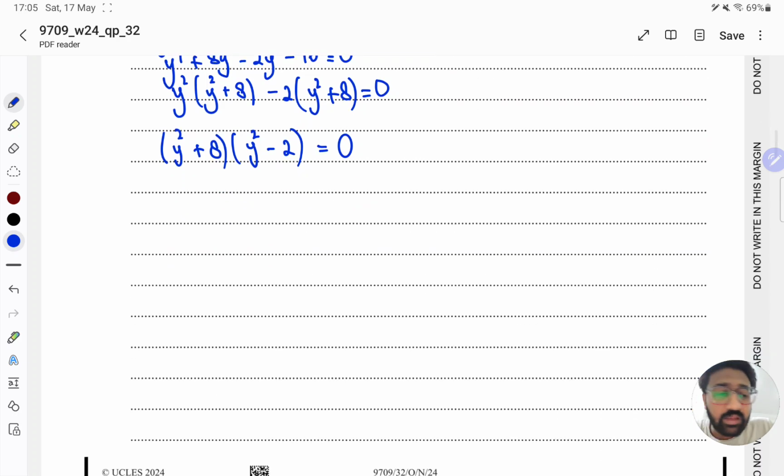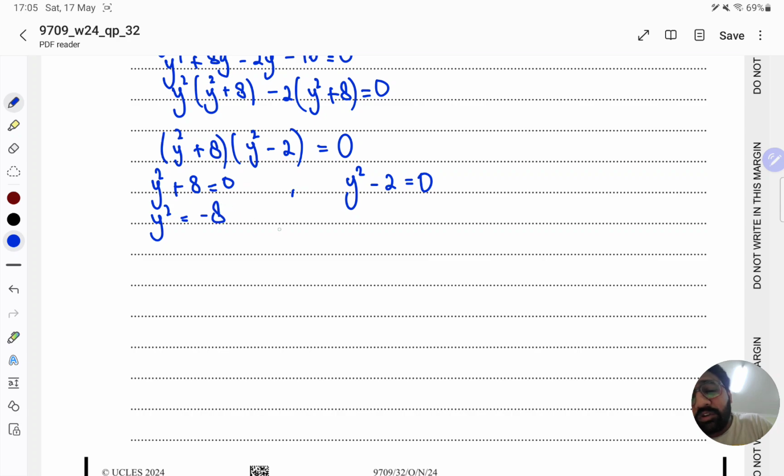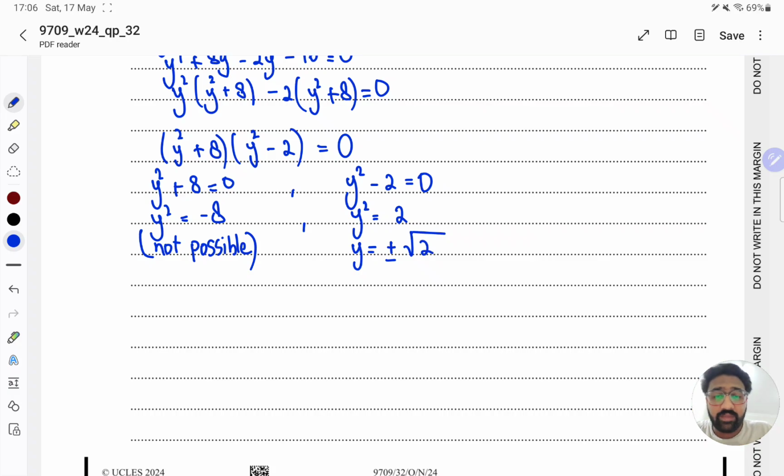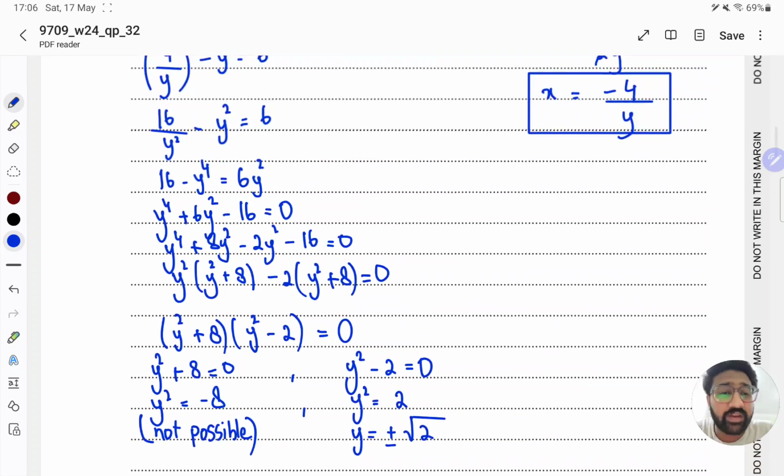We'll put both of them equal to 0 separately. We'll have y square plus 8 equals 0 and y square minus 2 equals 0. So y square will be equal to minus 8 and y square will be equal to plus 2. Taking square root of the left one is not possible, so we'll write not possible. For the right side it will become plus minus square root of 2. Now we have the y value. We just need to find the x value.